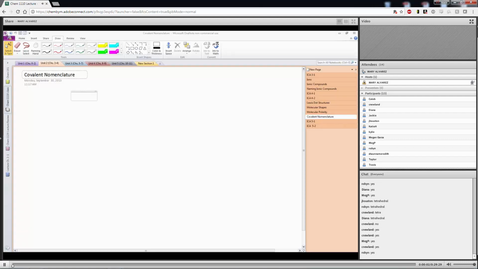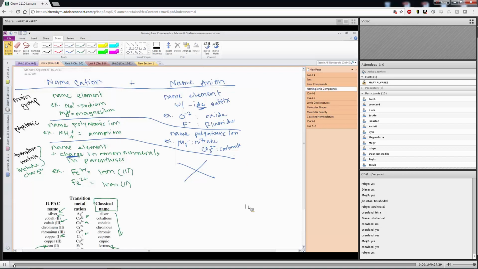All right, covalent nomenclature is really different than ionic nomenclature. And just a reminder, when we were naming ionic compounds, we followed this process where we would identify what cation was being used and we would name it. And we would identify which anion was being used and we would name it. And then we would just put the two together, okay?